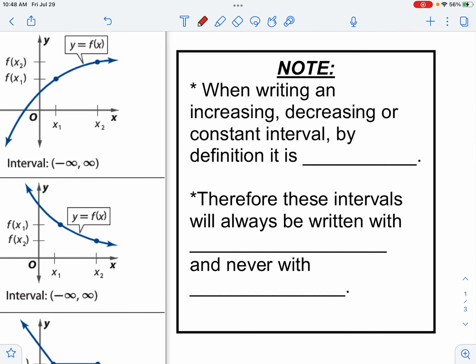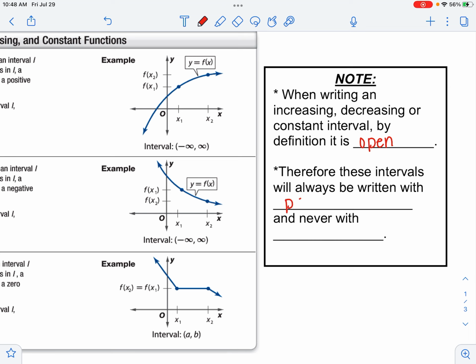All right, so this is what I was talking about with the parentheses. This is our special note here. Notice it's bold, it's boxed, it's starred, it's important, right? So it says when writing an increasing, decreasing, or constant interval, by definition, it is on an open interval. So it is open. If it is open, that means we're using parentheses. Closed would be brackets. So by definition, it's open, okay? Therefore, these intervals will always be written with parentheses and never with brackets. Okay, so increasing, decreasing, constant, only parentheses. Domain and range can have brackets and parentheses, or just brackets.